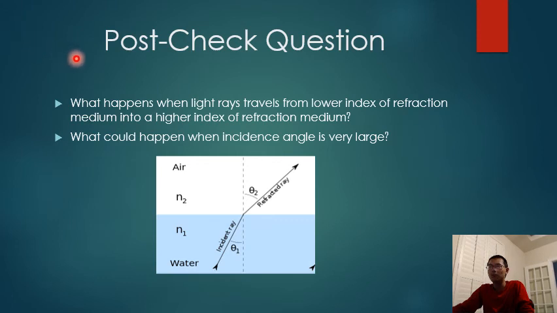Before finishing my presentation, let's talk about the post-check question. What happens when light rays travel from lower index of refraction medium into a higher index of refraction medium? What could happen when the incidence angle is very large? Take a pause and think about it for 5 seconds.